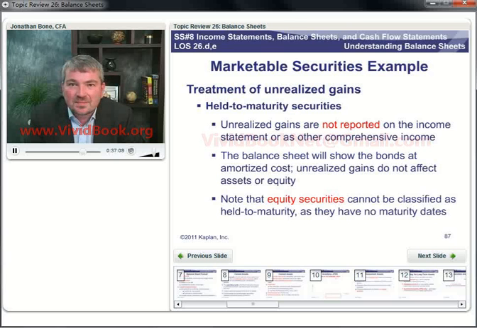No, you can't have equity as held to maturity. By definition, equity is perpetual. It has no maturity date. So it only applies to debt instruments when you have both the express intention and ability to hold through to maturity.